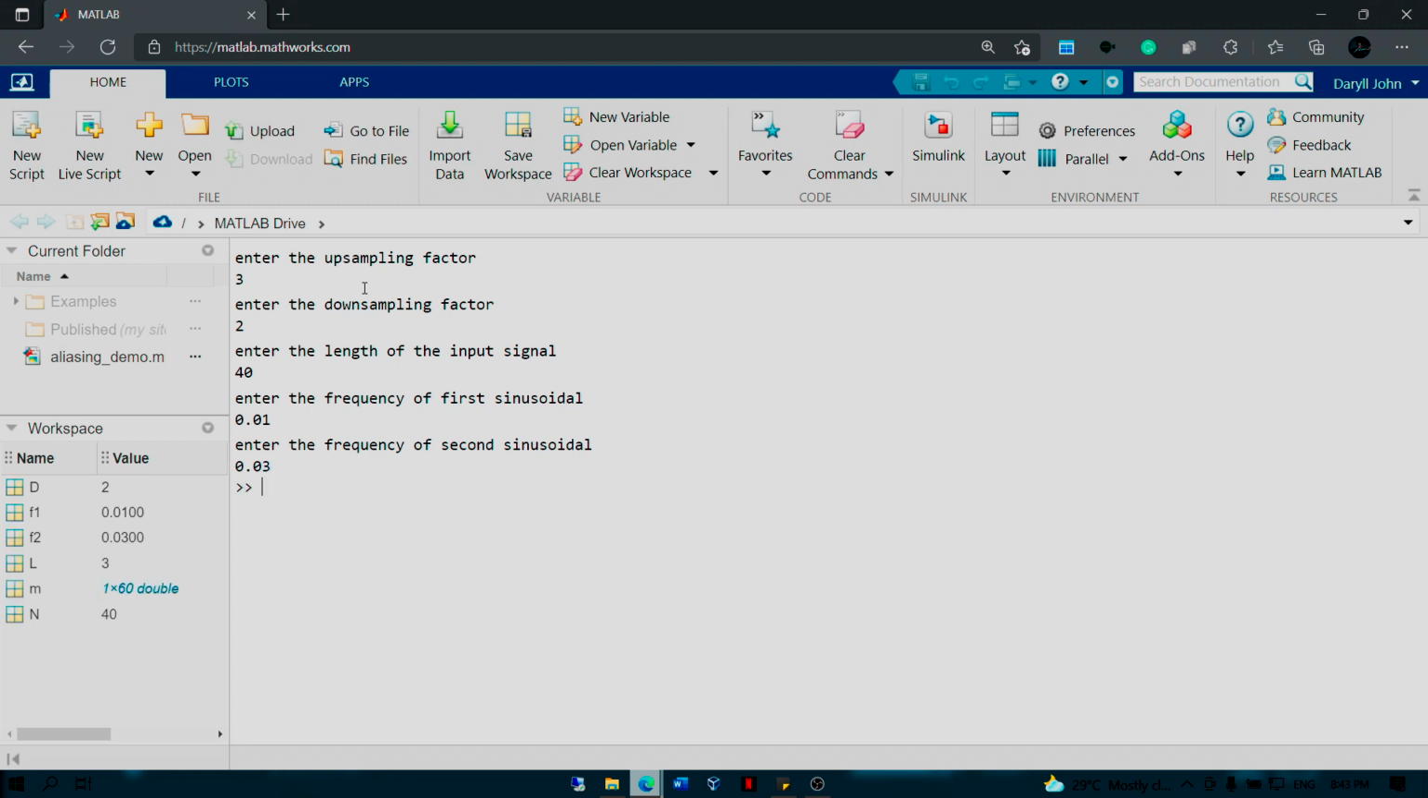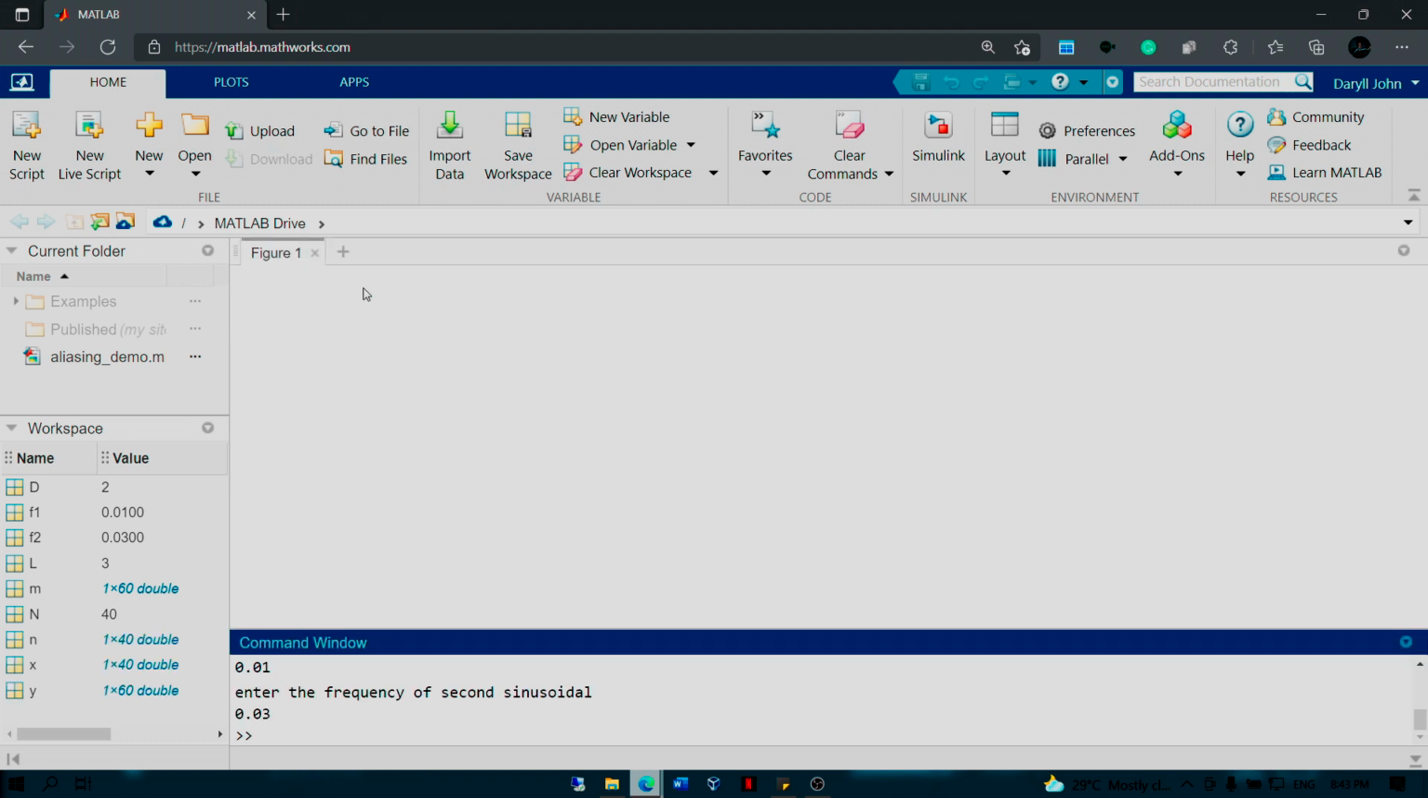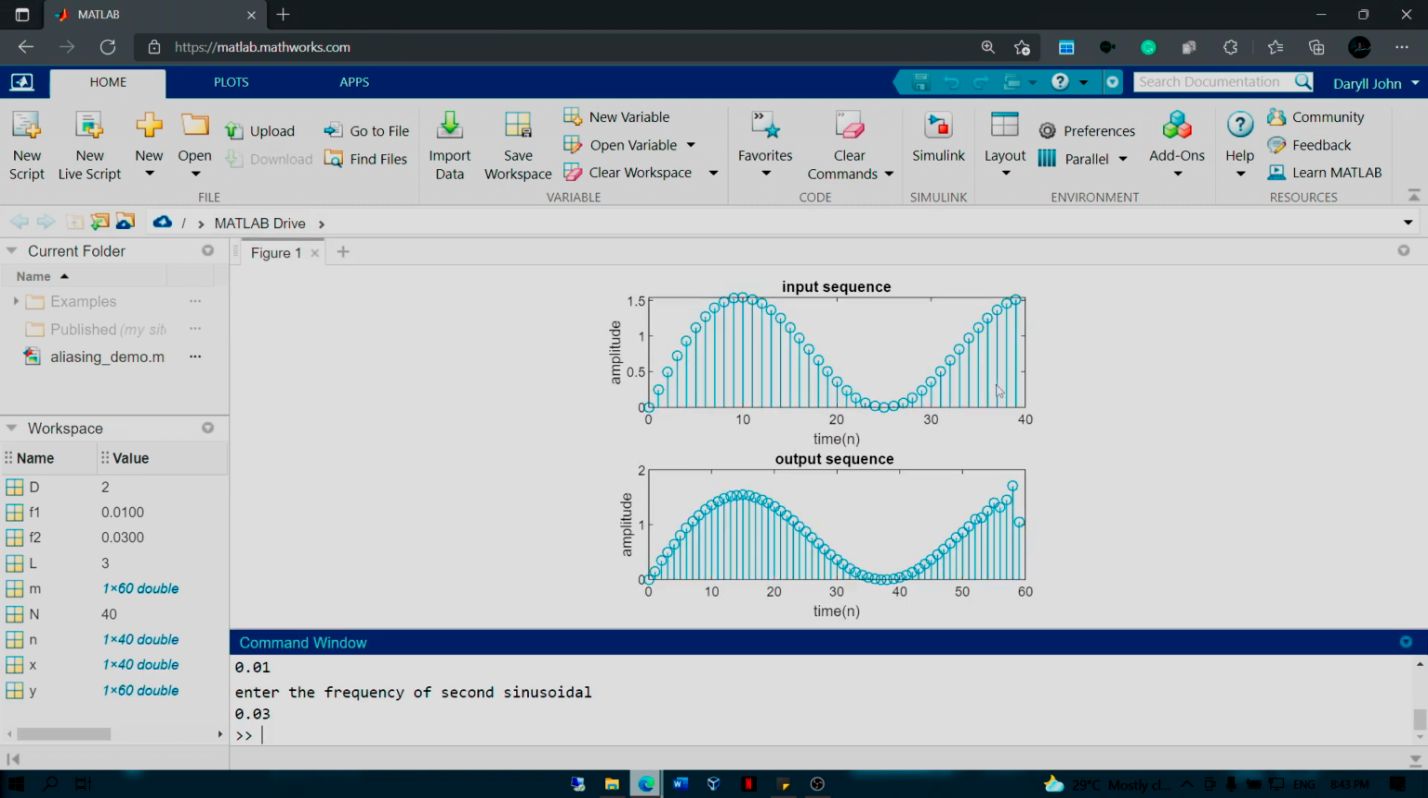So let's wait for the simulation. As we can see here, there is a much larger set of points in the output sequence compared to our input sequence. You can see there are a lot more points here on our output system compared to our input.